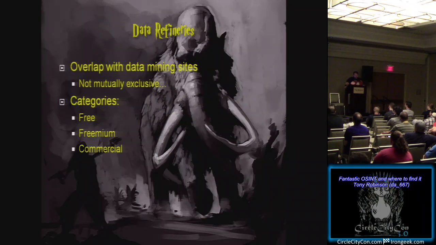So I call these data refineries. Some people call this data pivoting. There's all sorts of terms for it. I just call it refining the data, taking the data you have and kind of sharpening it, kind of trying to find more relevant information than what was originally given to you. And I'll give you a couple examples of that, since I'm a storyteller again.